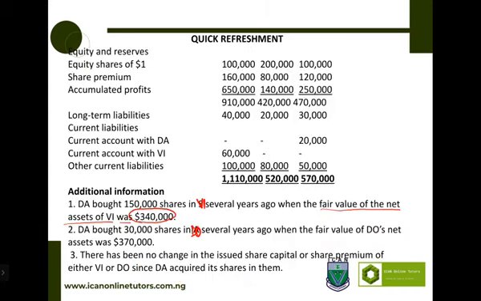Which other one? Yes. How do you calculate the percentage of shares that the parent is having in the subsidiary? It's left for you. In our last class, I told us that it is investment divided by the total number of shares in the subsidiary. Let's look at it.